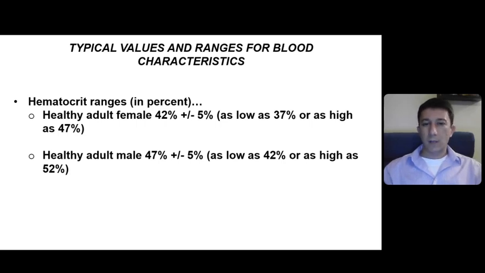Healthy adult males should have about 47% hematocrit. That is, their blood should be about 47% erythrocytes, plus or minus 5%. So that could be as low as 42% or as high as 52%.